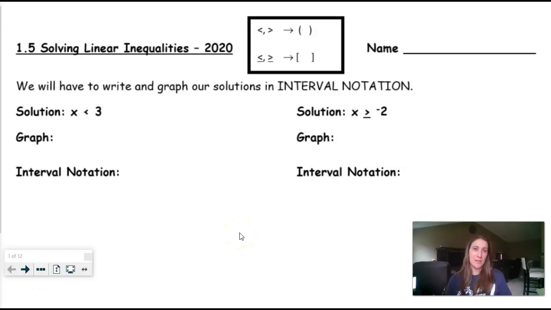This is lesson 1.5. It's got two parts to it technically, but they all go together. So we're going to be solving linear inequalities. And if you remember anything about inequalities in Algebra 1, they look a whole lot like equations, but instead of equal signs, we're going to be dealing with greater than and less than signs. So I'm hoping you have a little bit of knowledge.